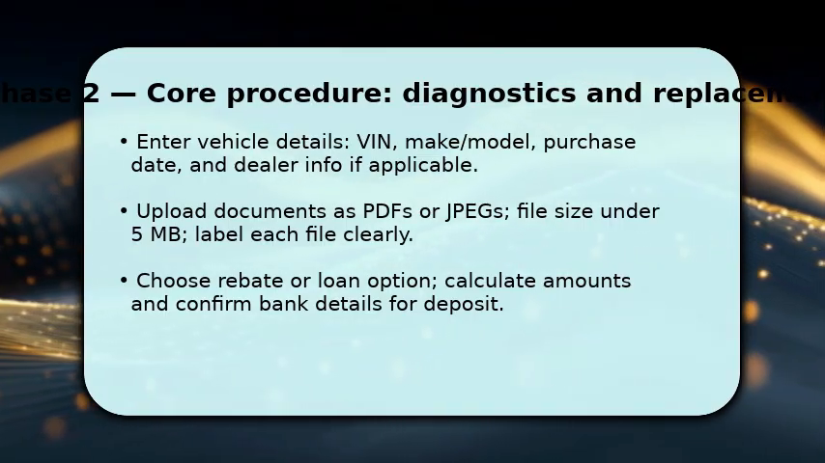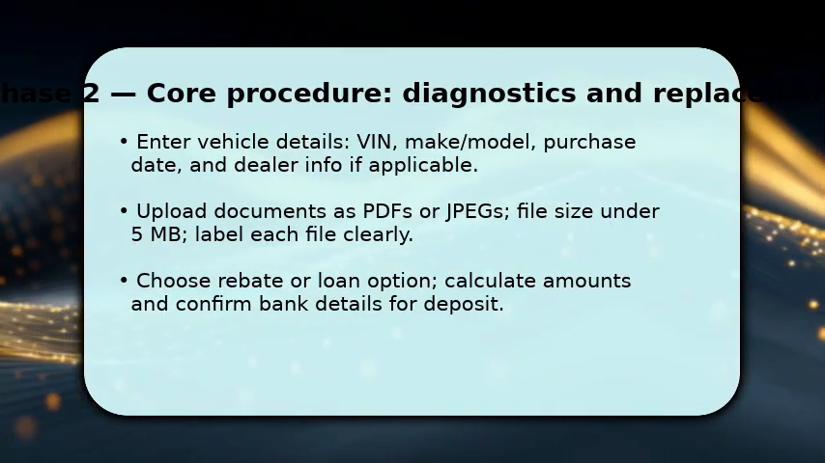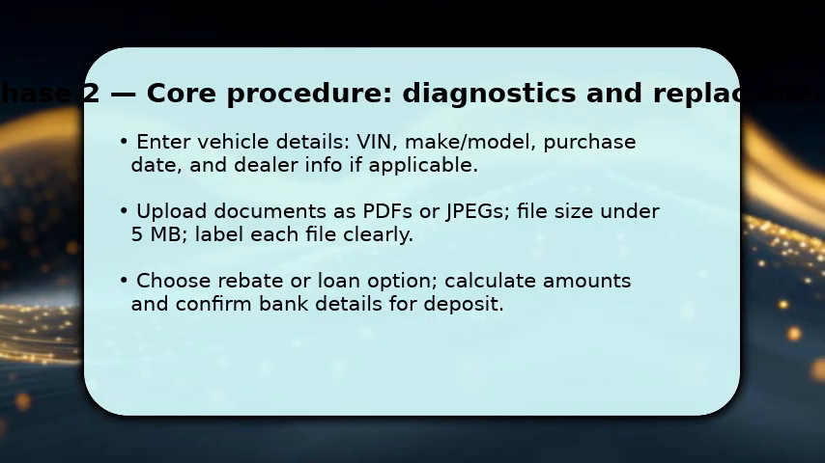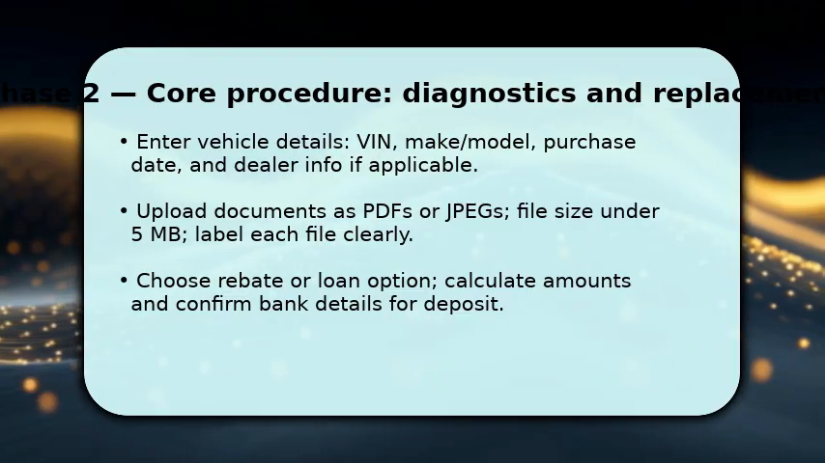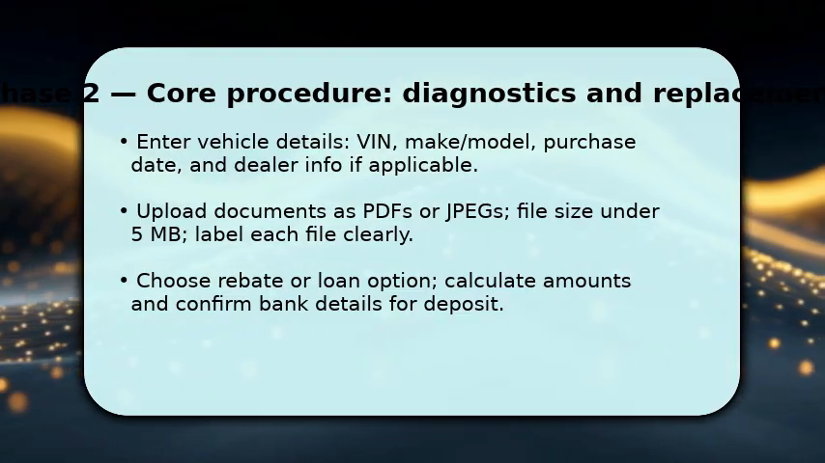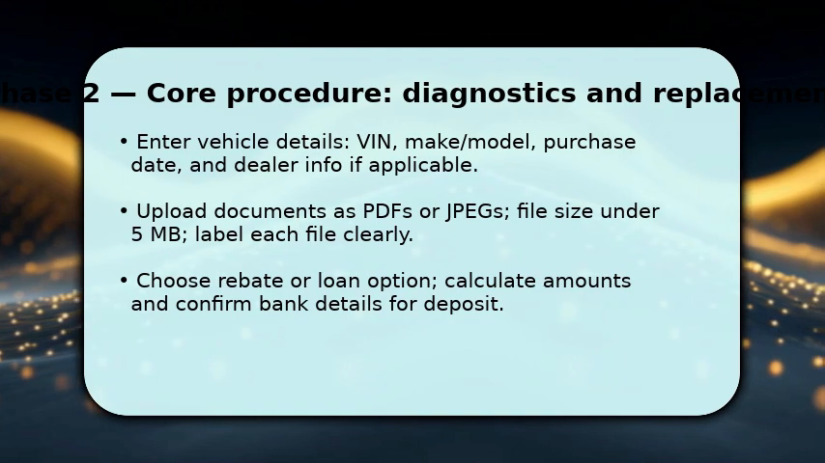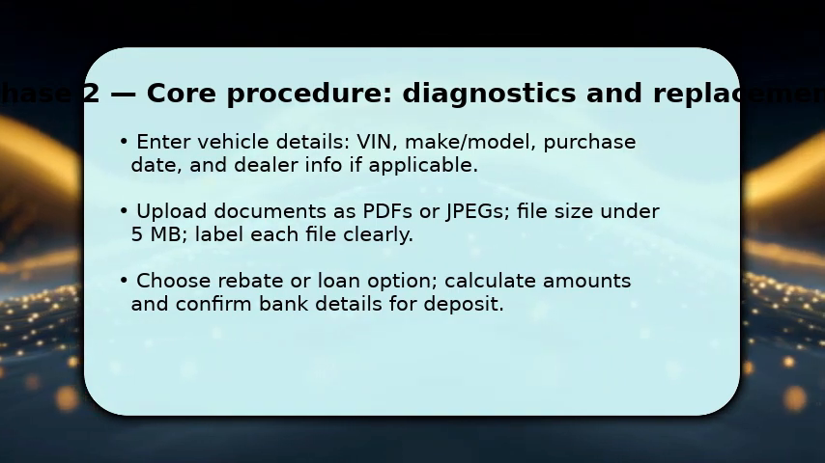Then select whether you want a rebate or low-interest loan, enter bank account information for direct deposit, and confirm calculation totals. Make sure to review each field slowly. Inconsistent dates or mismatched names are frequent reasons applications stall.